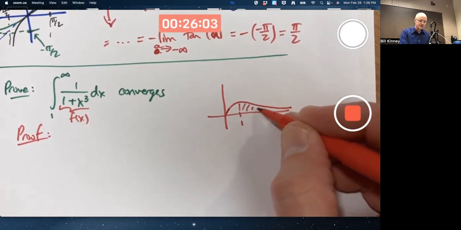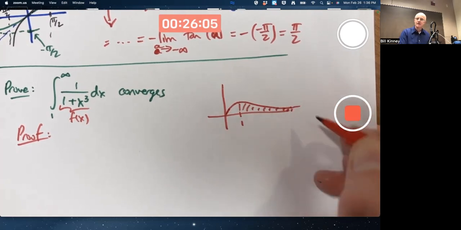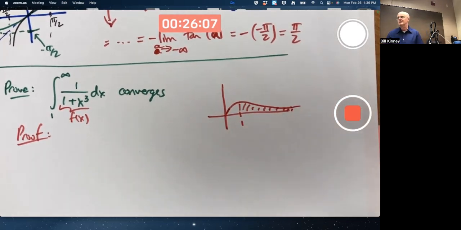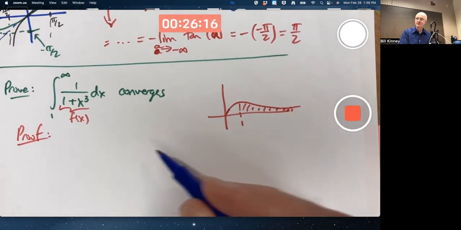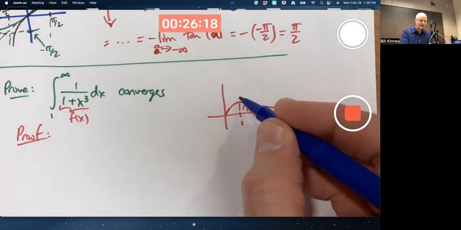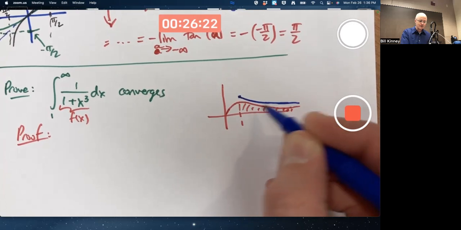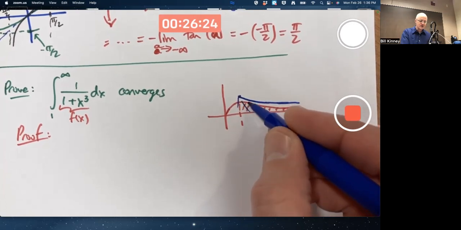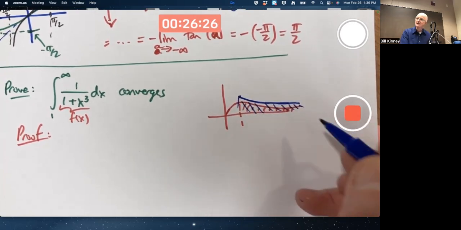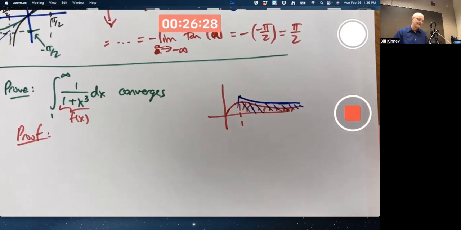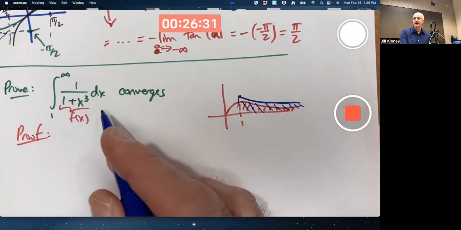I'm hoping this area is finite. Maybe I don't care what it equals. On the other hand, maybe I do care. All I care about at the moment, though, is that it's finite. Does it exist as a finite number? Does this improper integral converge? If I can find some other function above it, whose area I know is finite, then that'll mean this one will have to be finite.